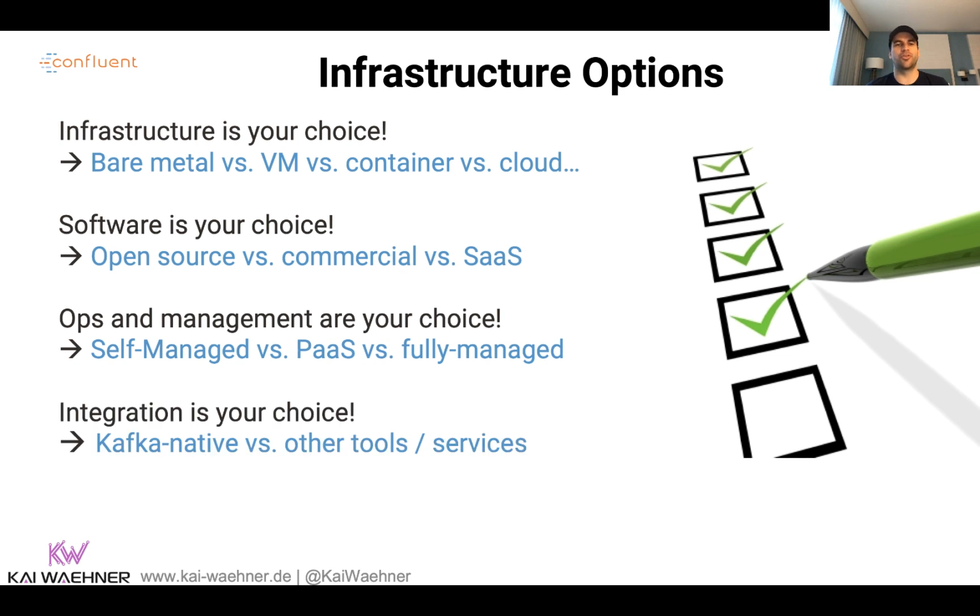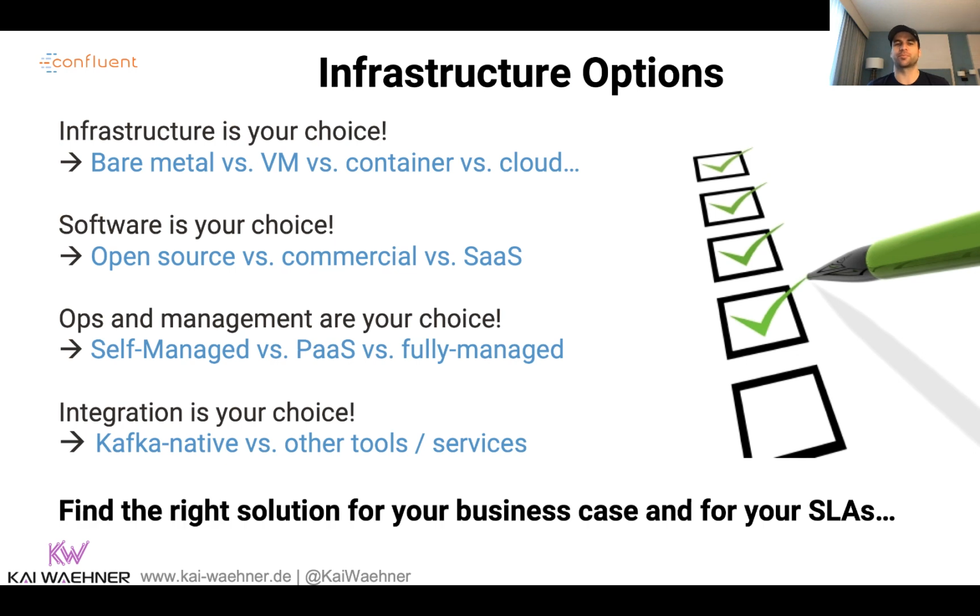And then the other question, do you want to have it in a Kafka native way, or do you want to use different tools and combine them with Kafka? Like, do you use Kafka Streams as native stream processing engine where you have just Kafka running, or do you use additional tools like Spark Streaming or Flink or Storm? So there is no easy answer. There are always trade-offs. We are happy to discuss this with you for your business case and your SLAs.